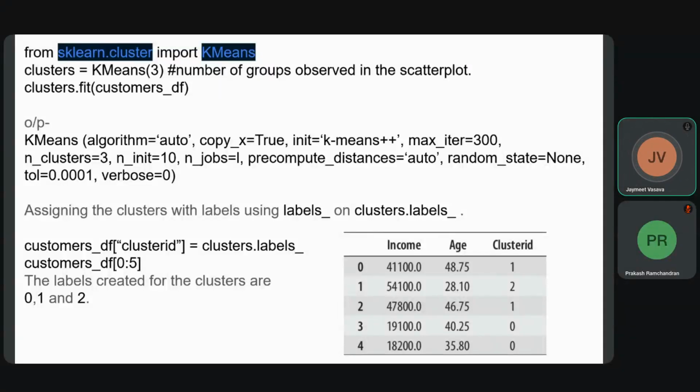You can see that on the side of income and age, a new cluster ID column has been added, and you can see the cluster label each record belongs to. The very first observation belongs to the first cluster, then the second, index 1, belongs to the second cluster, index 2 belongs to the first cluster again, and 3 and 4 belong to cluster 0.